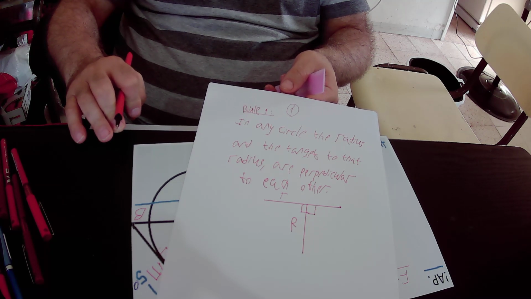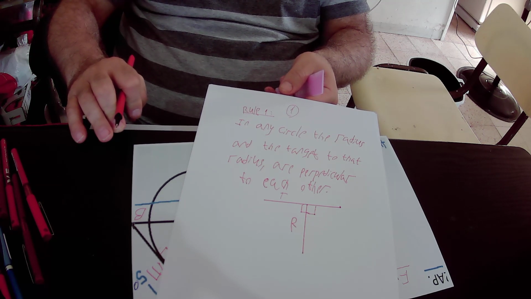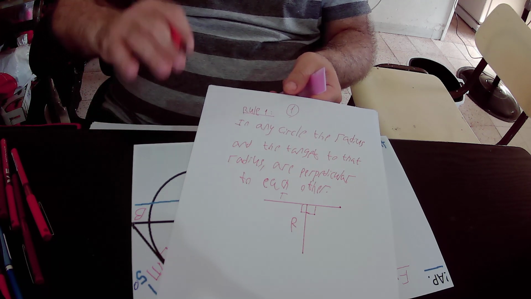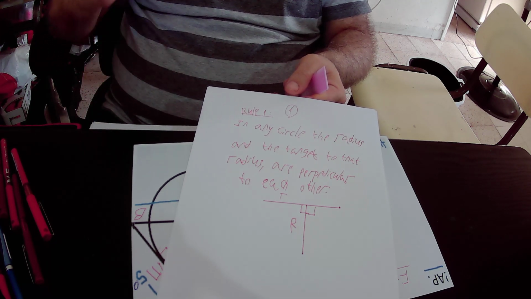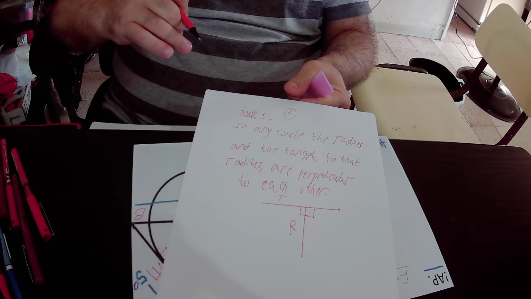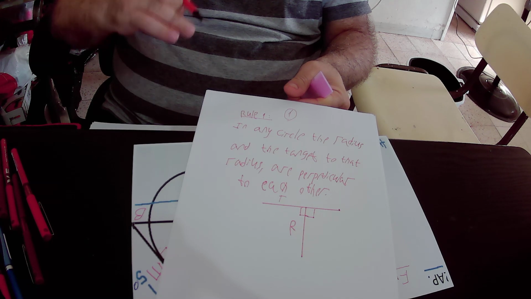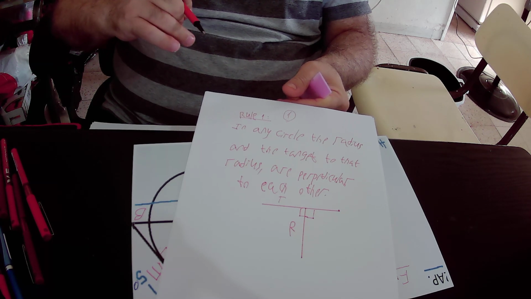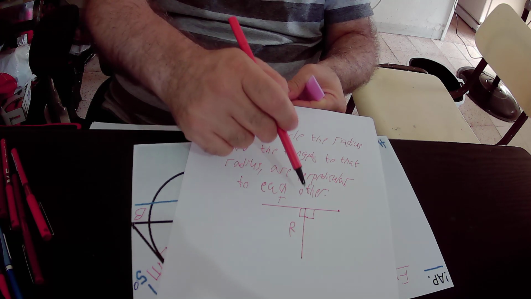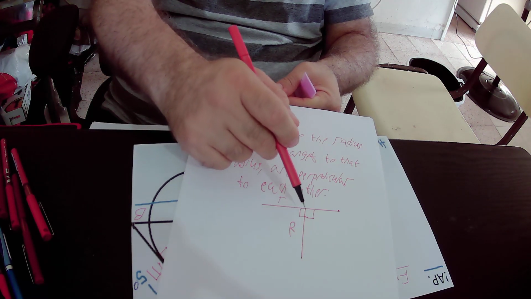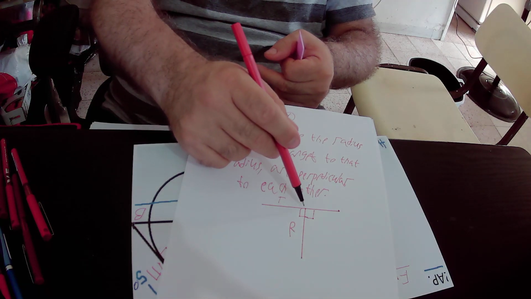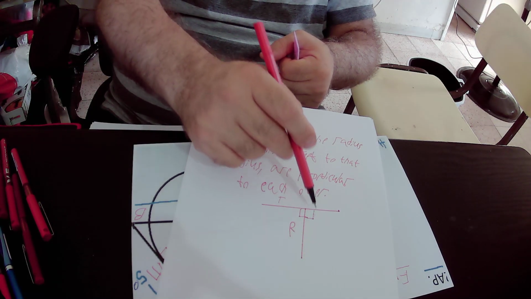That you should remember. It's true in any circle. A radius and the tangent to that radius are perpendicular to each other. That is to say, the angle between the tangent and the radius will be 90 degrees. Okay, this angle is 90 degrees, and also this angle is 90 degrees.